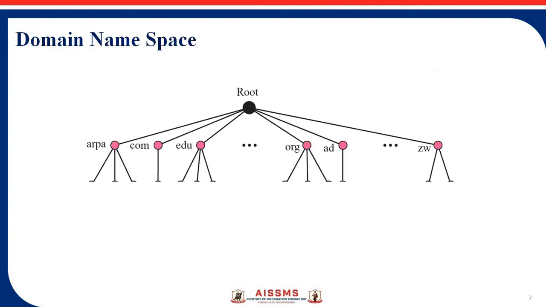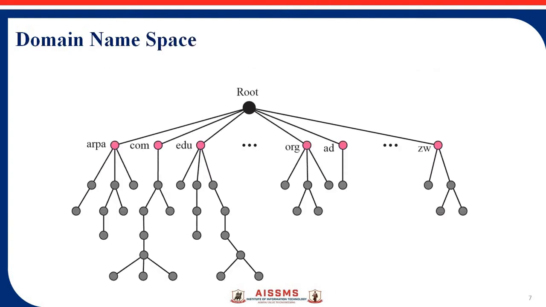Now we'll see the domain name system. To have a hierarchical namespace, a domain namespace was designed. In this design, the names are defined in an inverted tree structure with the root at the top. The tree can have 128 levels, level 0 (root) to level 127.